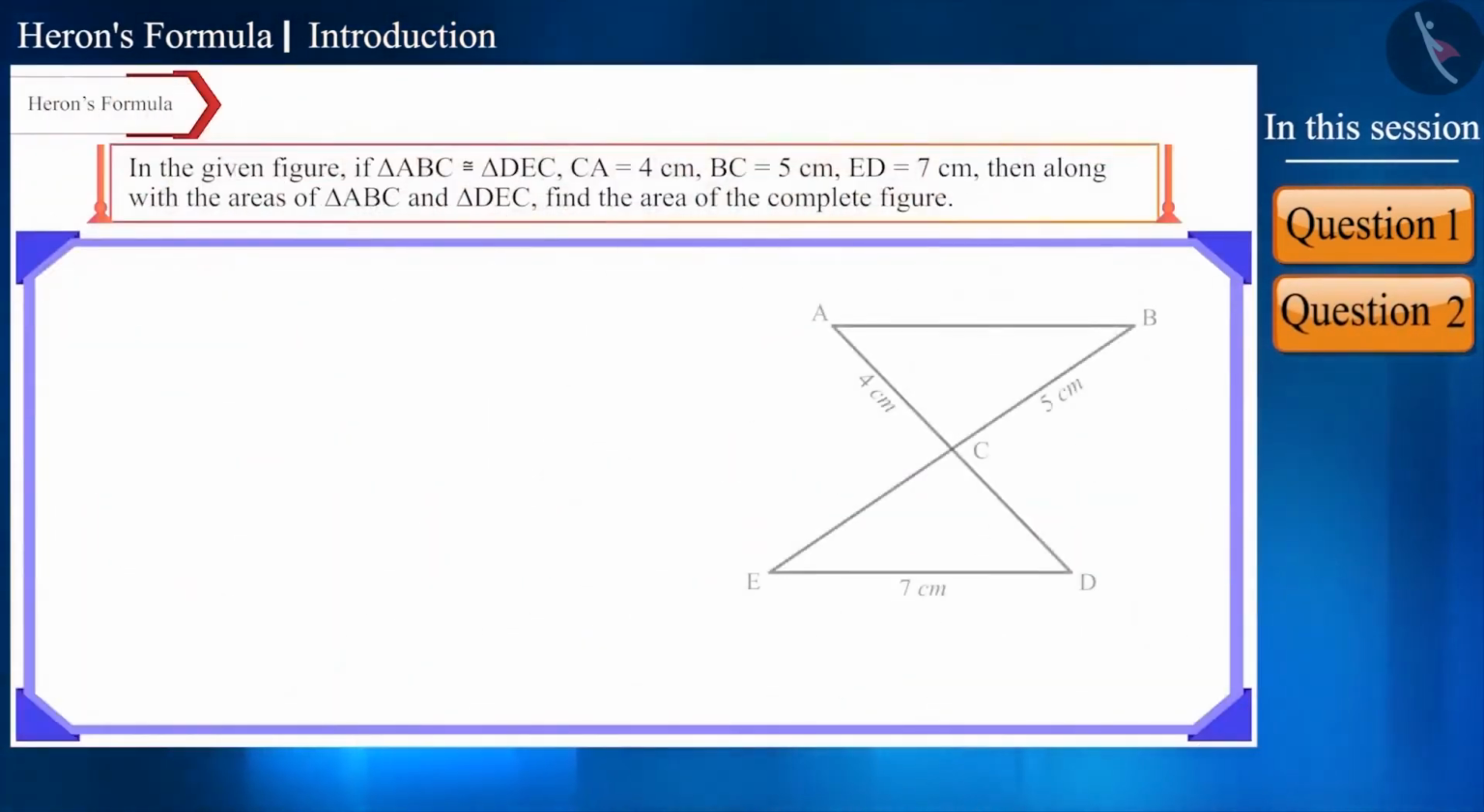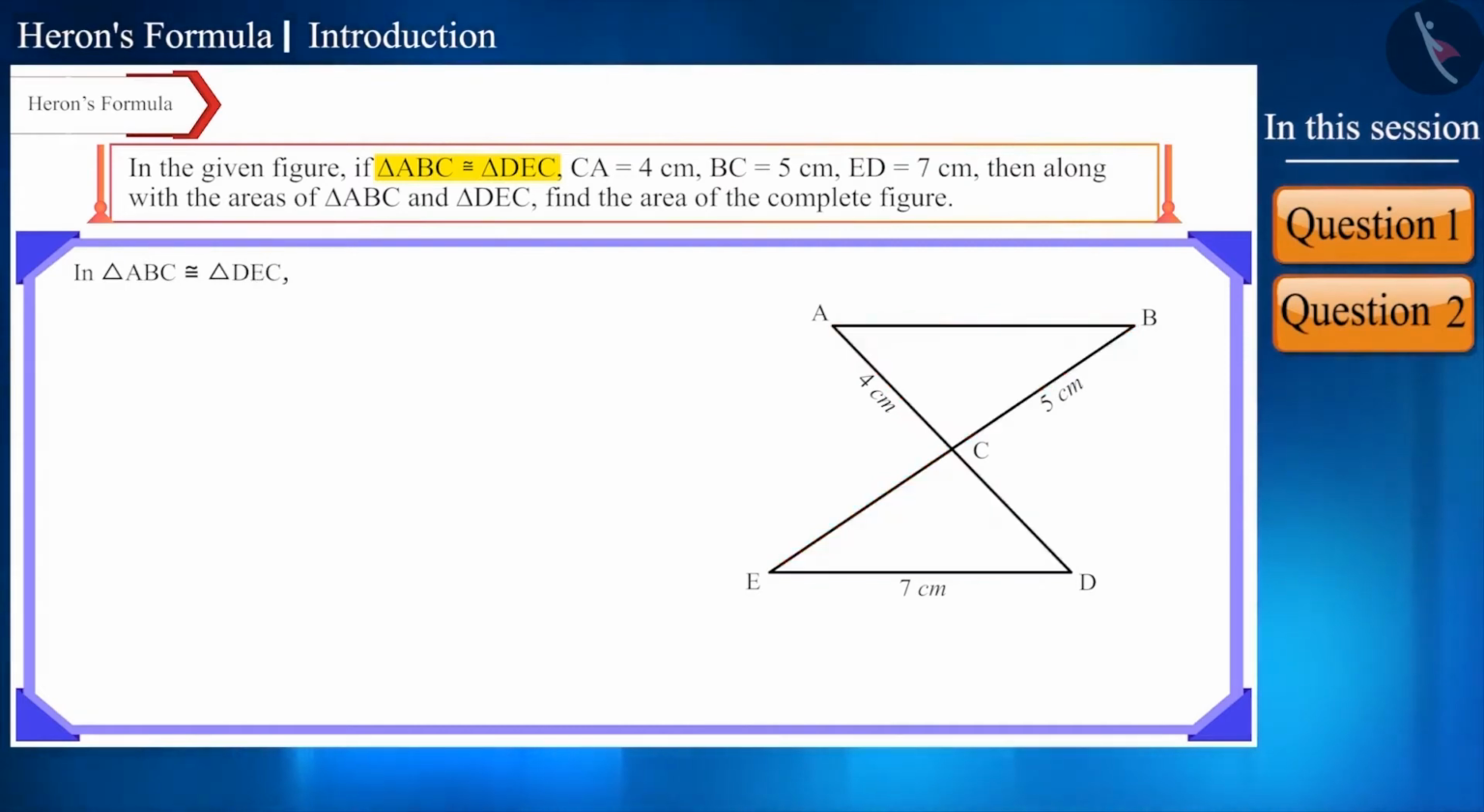Now let's move to the next question. Here, we are given that the triangle ABC and the triangle DEC are congruent. Also, in the figure, we know the length of some of the sides, so along with the areas of triangle ABC and triangle DEC, we need to find the area of the complete figure. Friends, as is given in the question, triangle ABC and triangle DEC are congruent, and we know that corresponding parts of congruent triangles are equal, which means their corresponding sides will be equal. Hence, AB is equal to DE, BC is equal to EC, and AC is equal to DC.